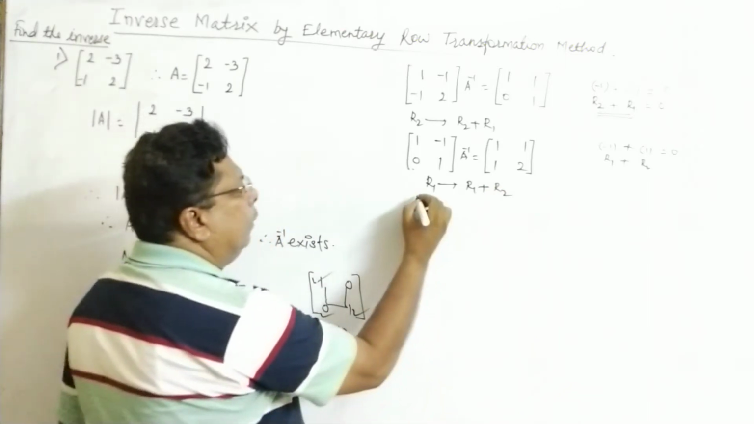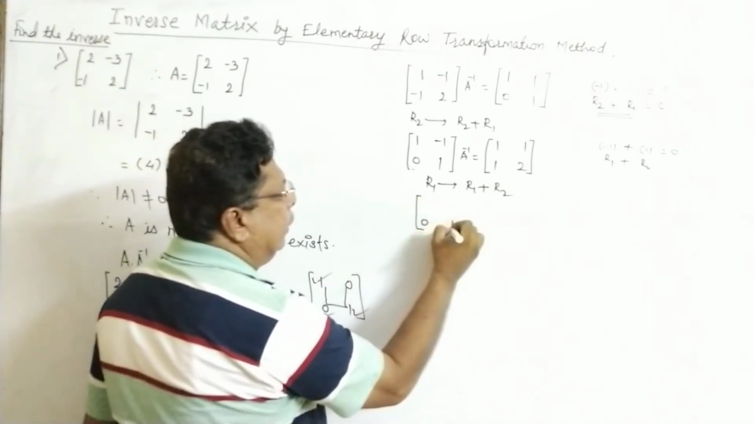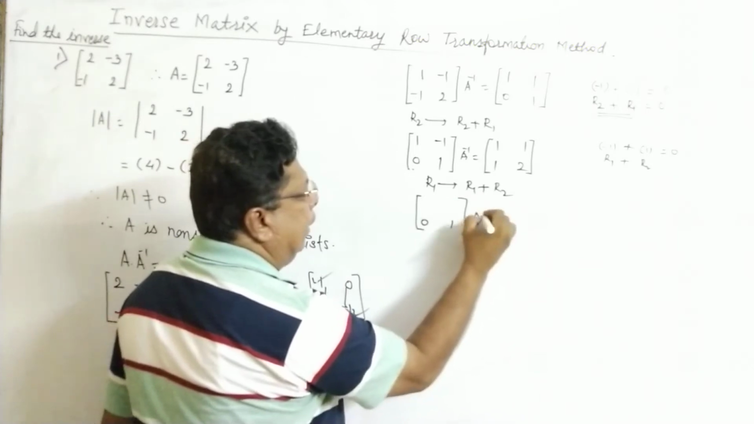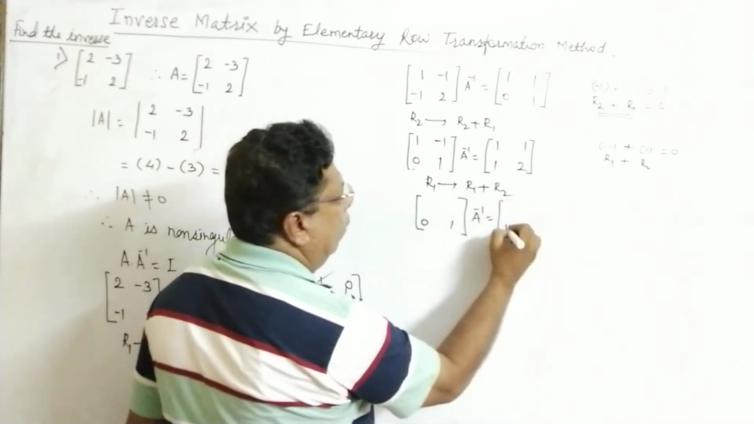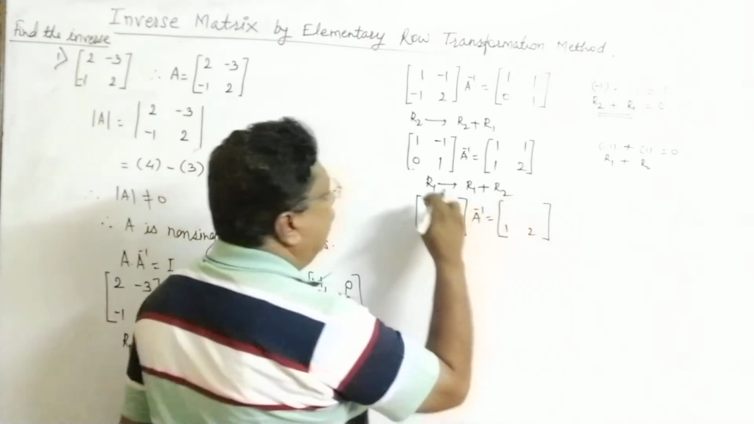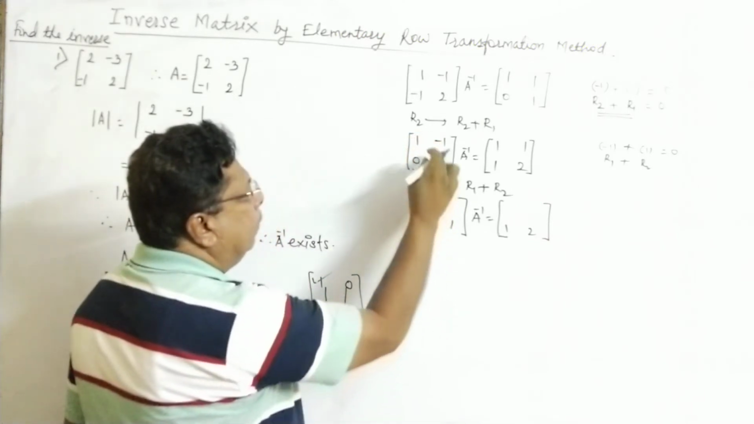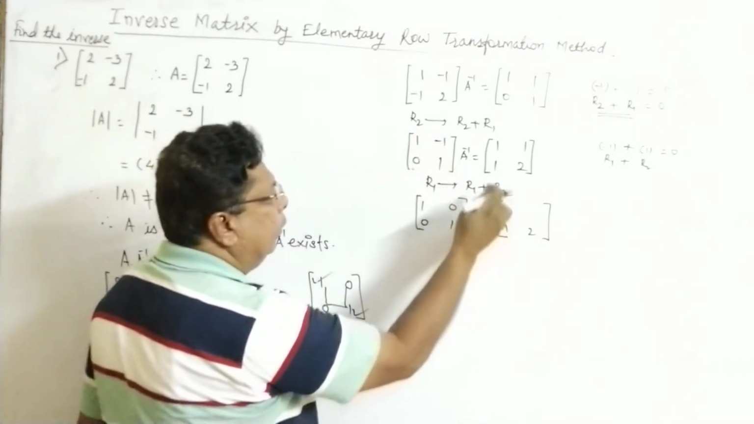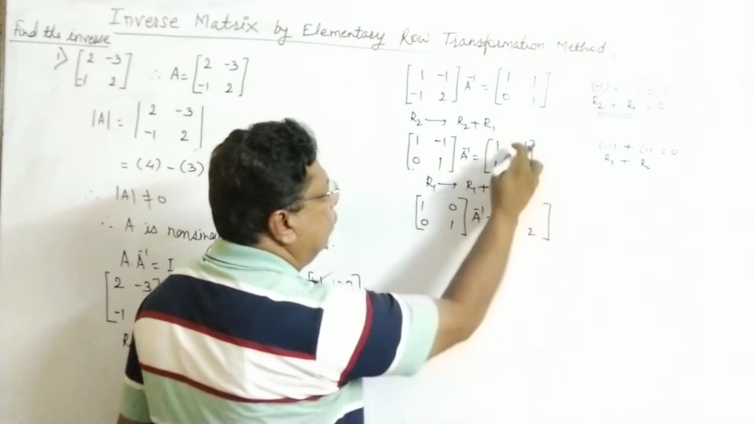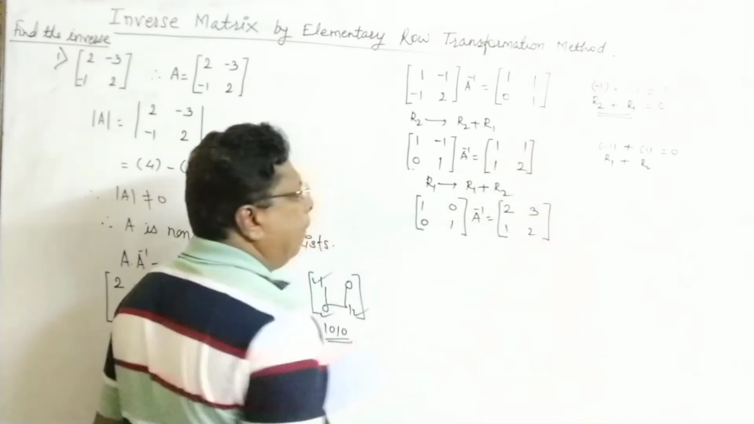Okay, which row will change? The first row will change. No change in the second row. 1 2. 1 plus 0 is 1. Minus 1 plus 1 is 0. 1 plus 1 is 2. 1 plus 2 is 3.